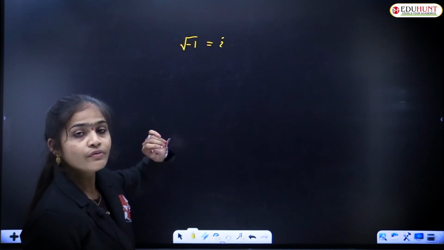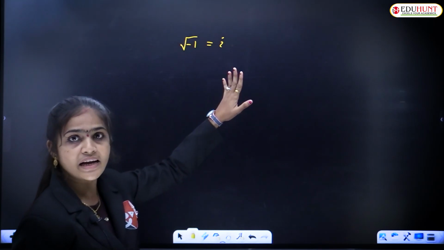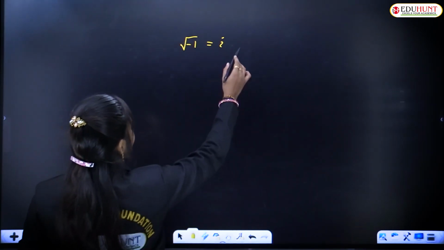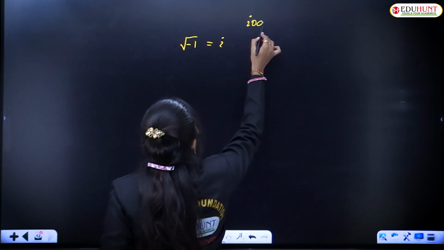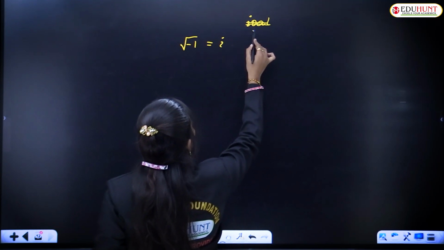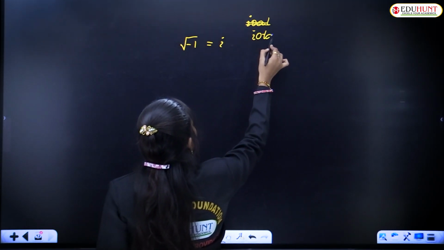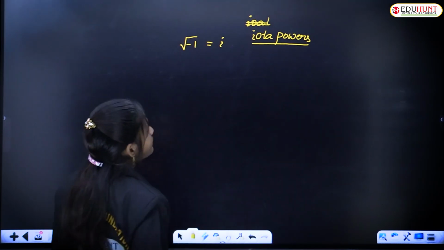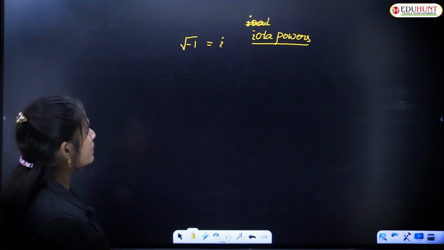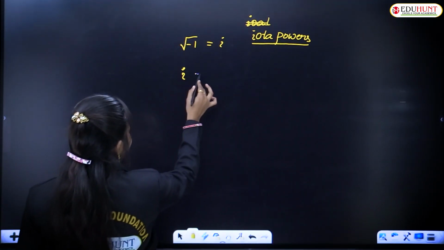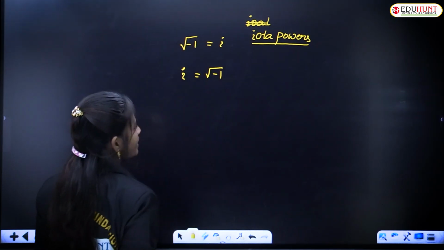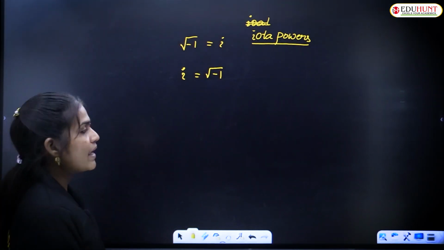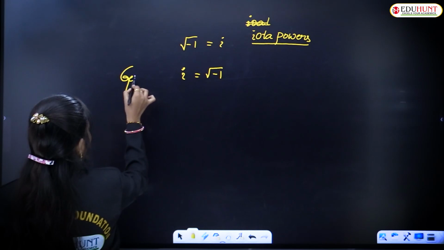Now we need to find the powers of i, or iota powers. So generally we know that i is represented by the square root of minus 1. Generally this is the value of i.